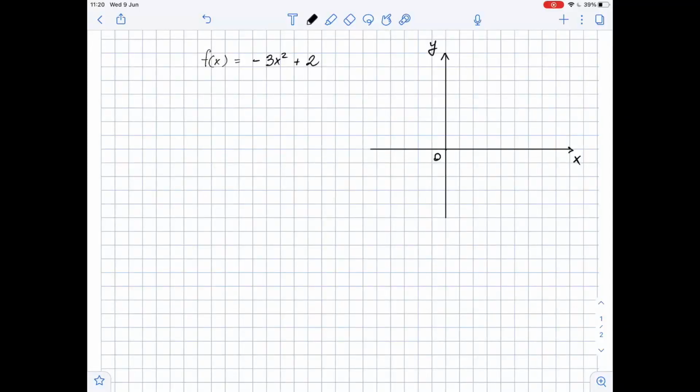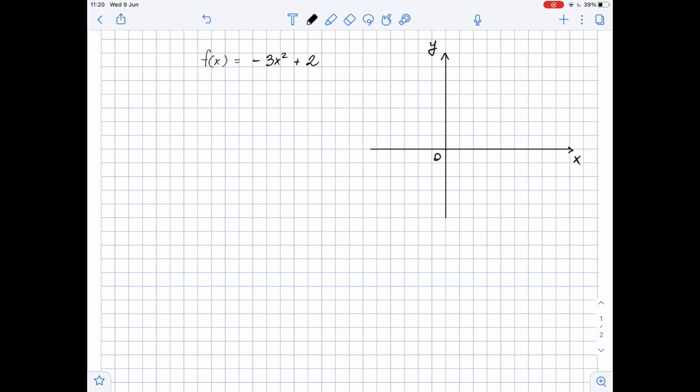So in this problem, we need to graph the following function, negative 3x squared plus 2. We can see that this is a quadratic function, which means that the graph of this function will be a parabola. And let's see how we can build it. There are a few ways, but we will start by identifying if our parabola opens up or down.